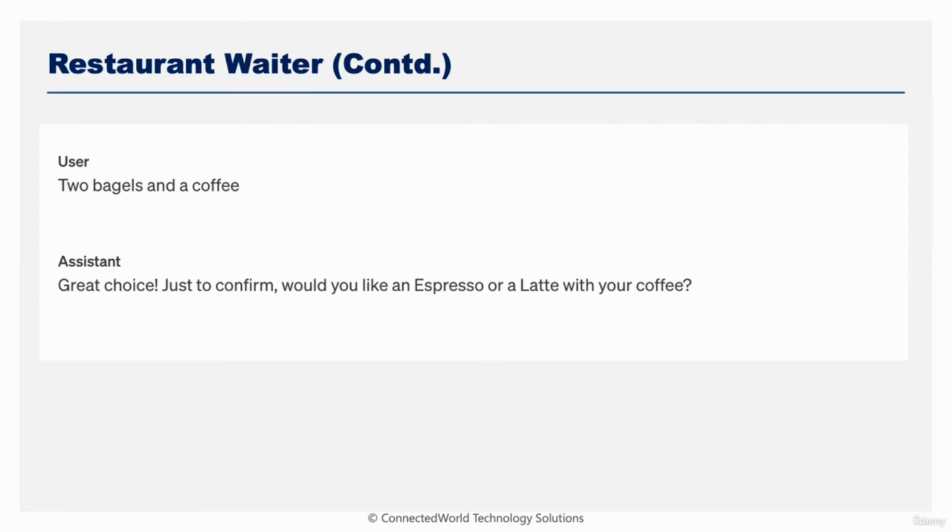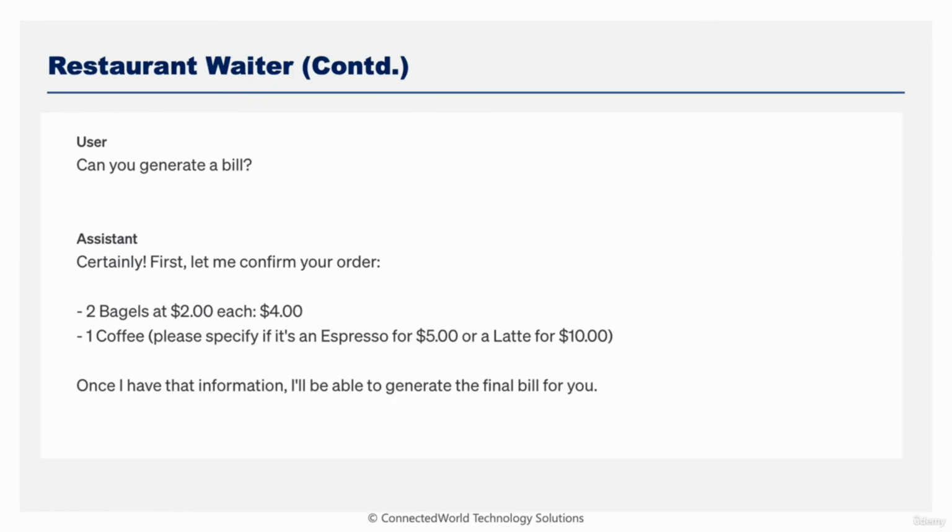Then the customer makes an order for 2 bagels and a coffee. Since there are 2 types of coffee on the menu, ChatGPT wants the customer to specify which one they want. Here, the customer cuts ChatGPT short and asks it to generate a bill. Notice how ChatGPT politely asks the customer to confirm what type of coffee they want, because that's important for it to generate the bill.